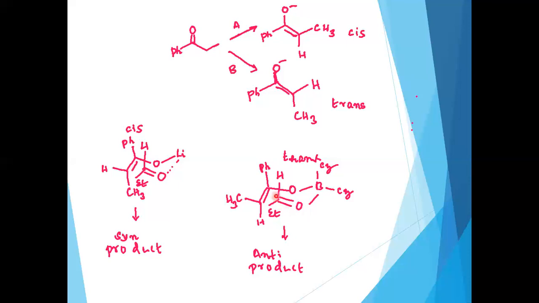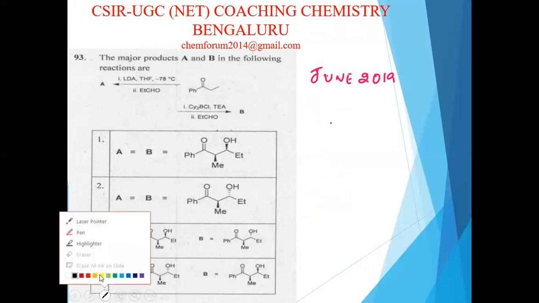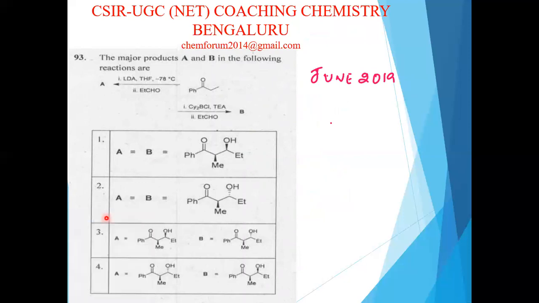Then what is observed is these two hydrogens are trans to each other, or they are anti to each other. So you will get anti product. So CH3 and OH are anti. From trans enolate, we will get anti product. From cis enolate, we will get syn product. Now, these are the conditions which are used to produce cis enolate. So cis enolate would add to the aldehyde and give syn product.